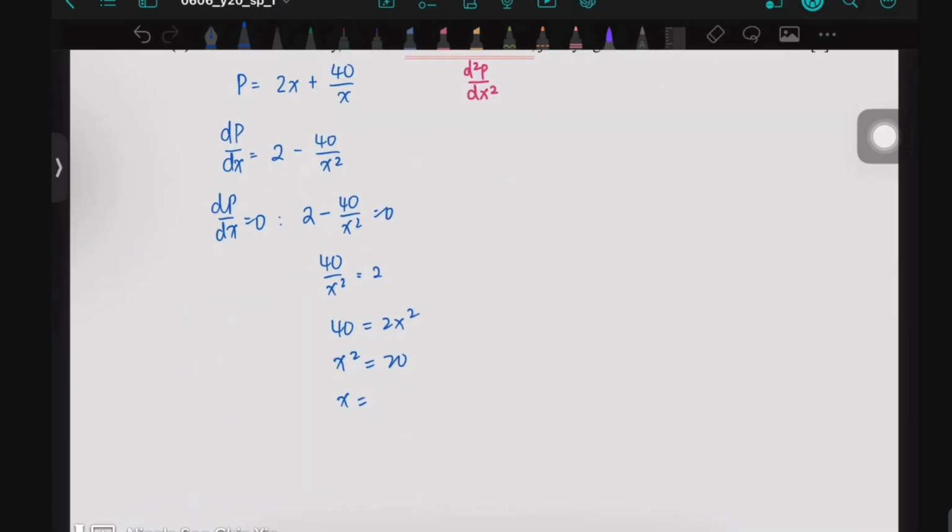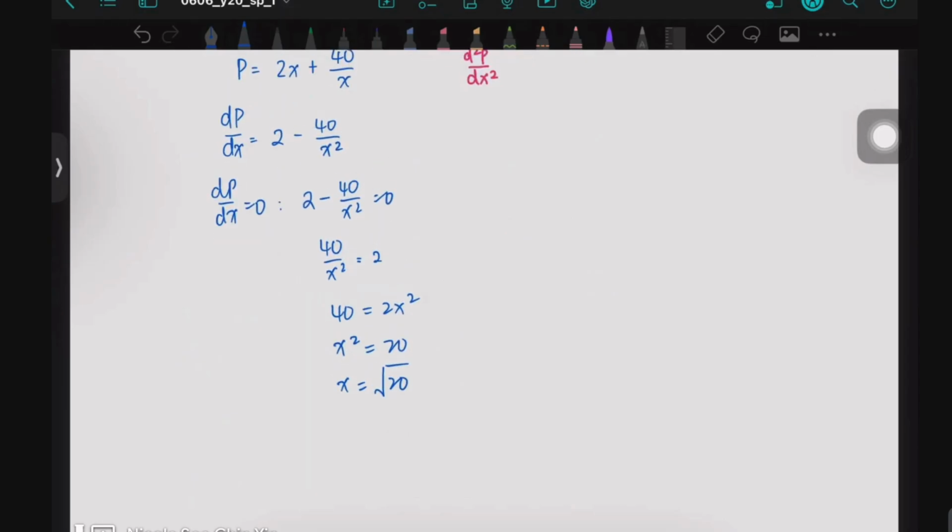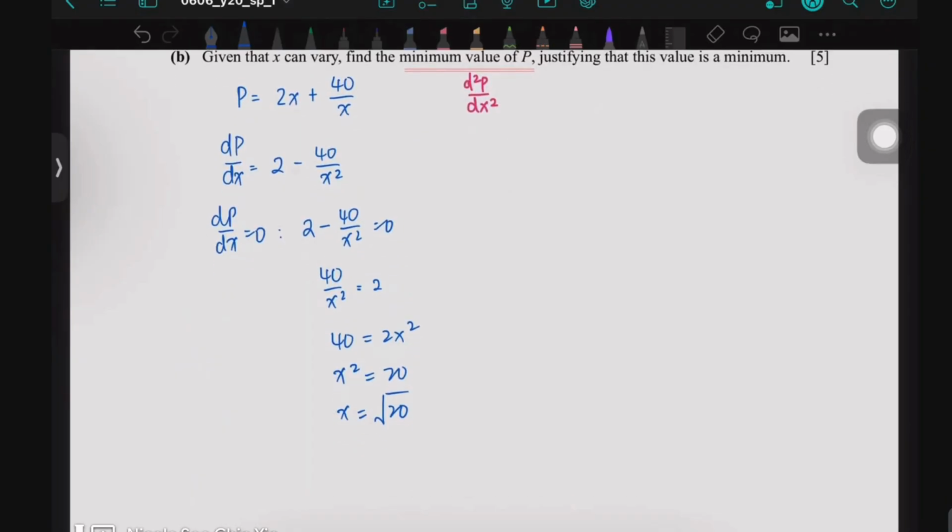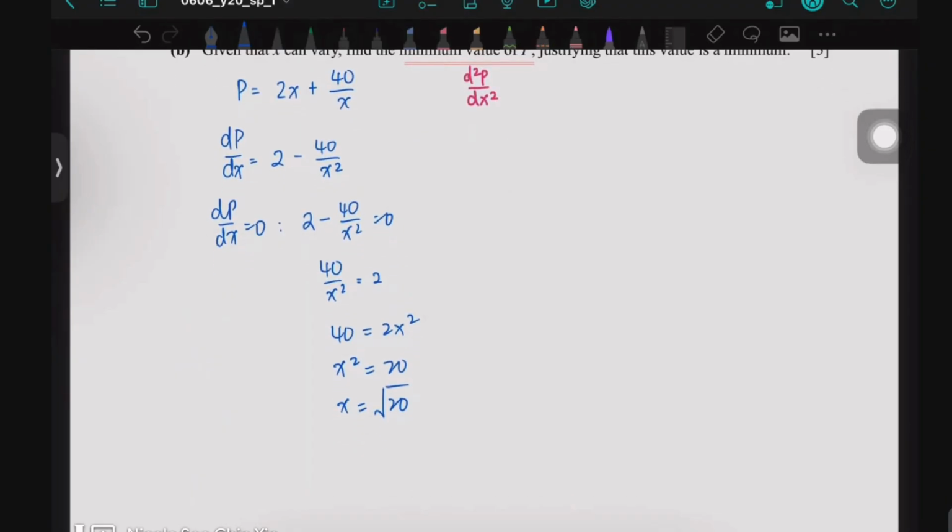Okay, the parameter must be positive, so I don't need to put plus and minus. Root 20. If this is in paper 1, what I want you to do is simplify the surd. That means 4 times 5. So my x equals 2 root 5. This value is important because it helps you to find the second derivative.